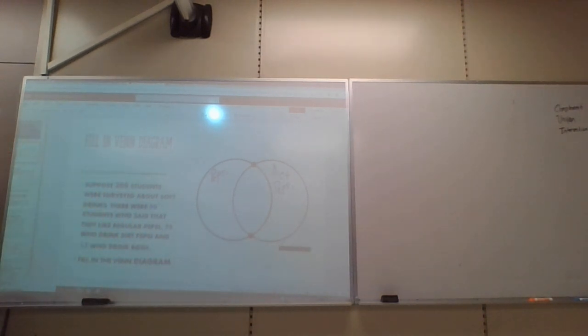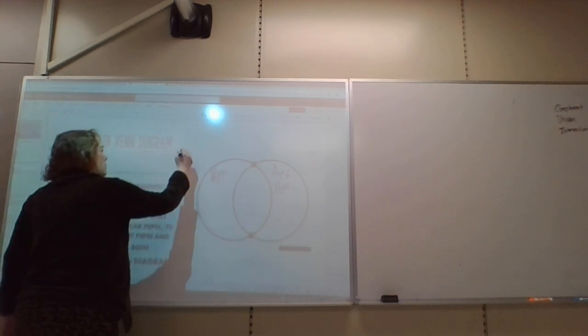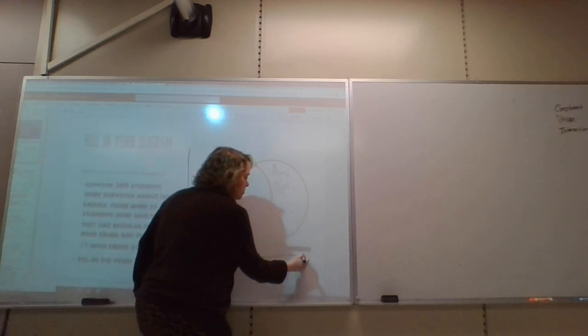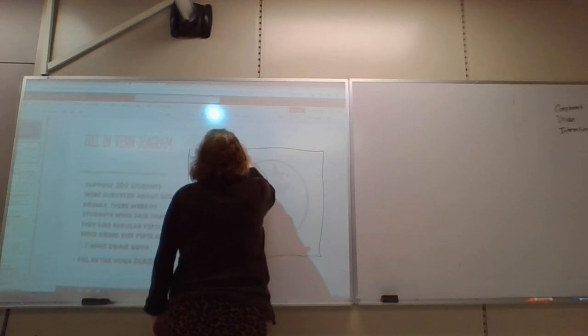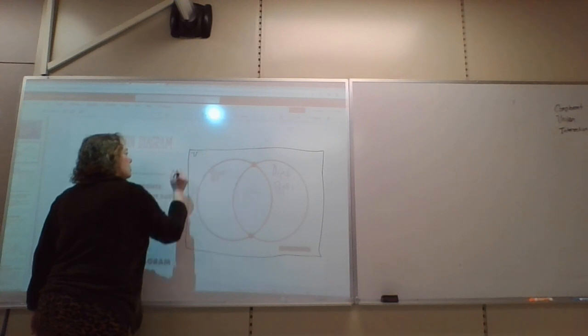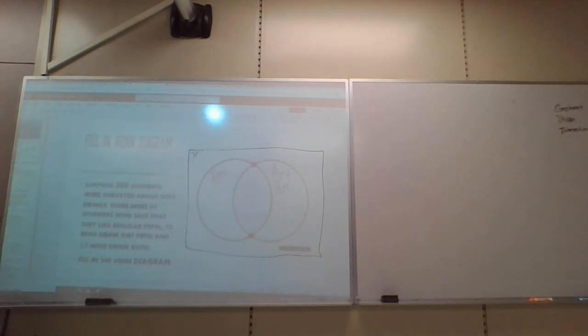Okay, so let's suppose we had 200 students that were surveyed about soft drinks. There were 90 students who said they liked regular Pepsi, 75 said they liked Diet Pepsi, and 13 who liked both. So fill in the Venn diagram. By the way, I should have done this, but I didn't: you're always supposed to have a rectangle around your Venn diagram, because the outside here is going to be your universe. So let's read this.